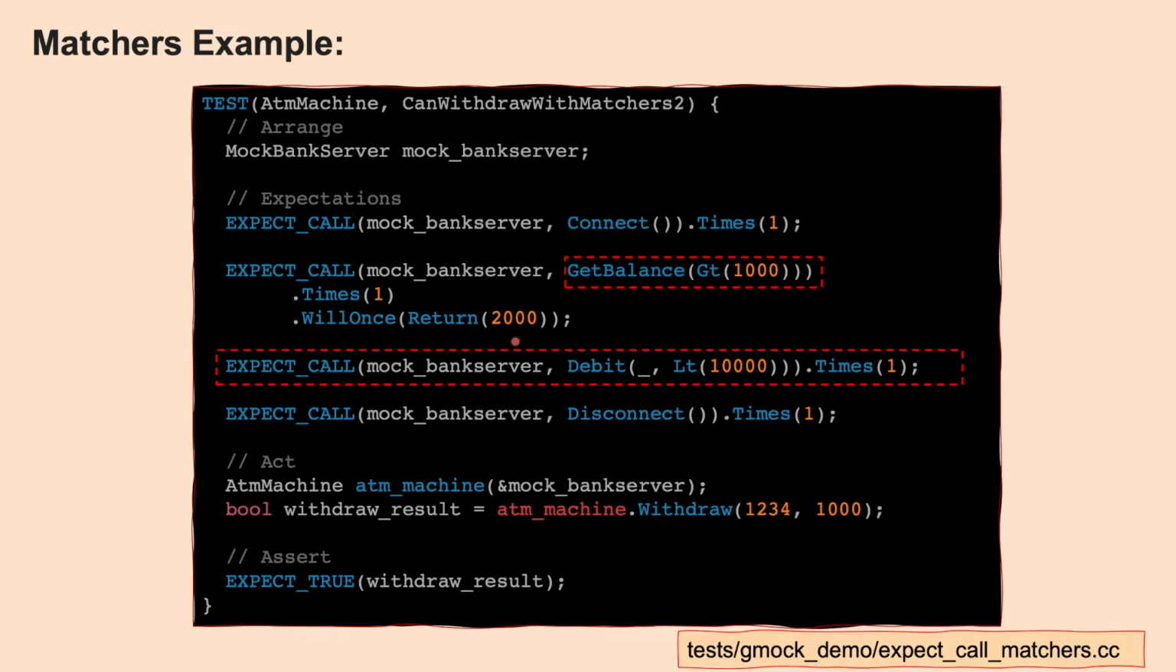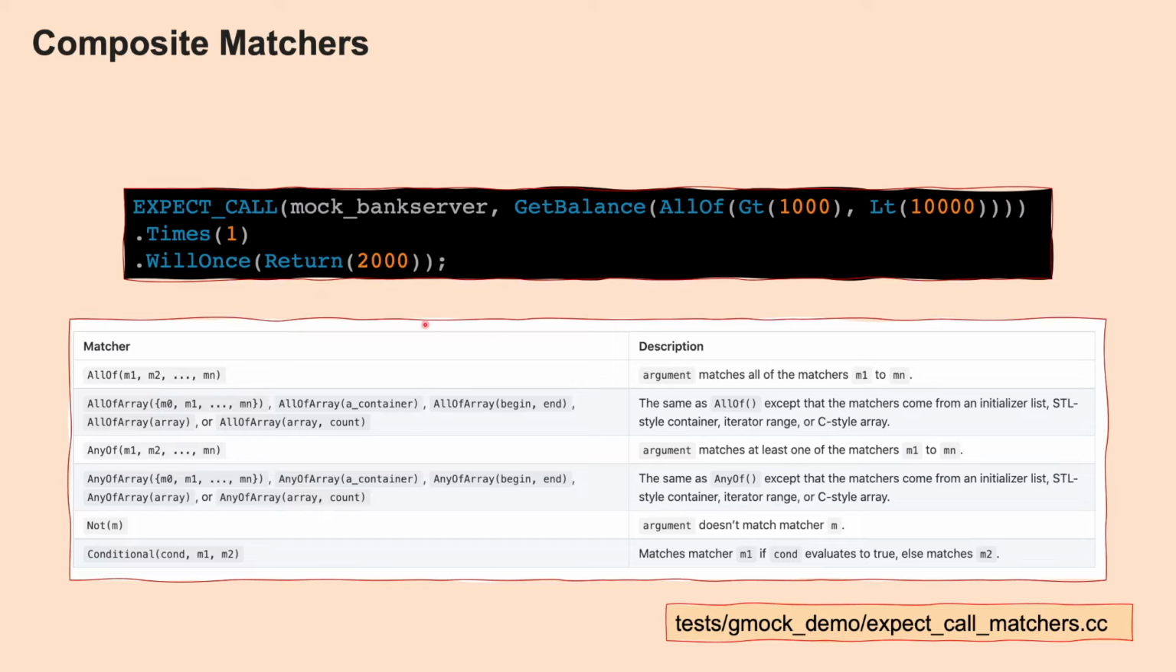Here is another example with matchers. I'm saying expect that debit should be called with the first parameter being anything and the second parameter being less than 10,000. In my second video, I also talked about composite matchers, for example, allOf, which forces both of these two matchers to match at the same time. What we really say here is that if getBalance was called with a parameter that was simultaneously greater than 1000 and less than 10,000, in that case, return 2000.